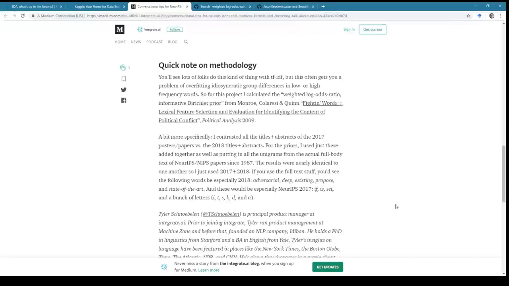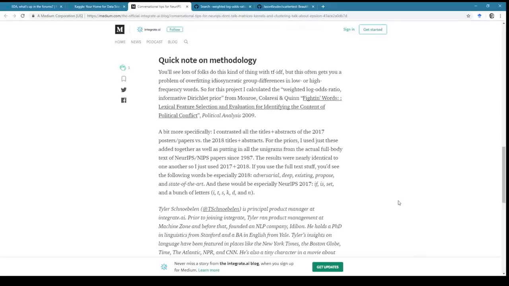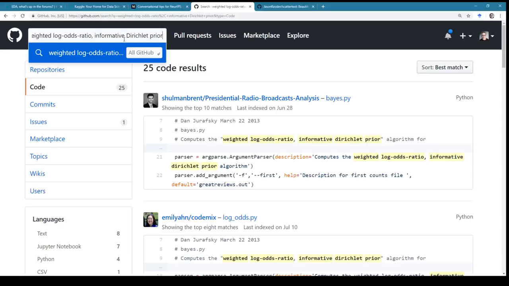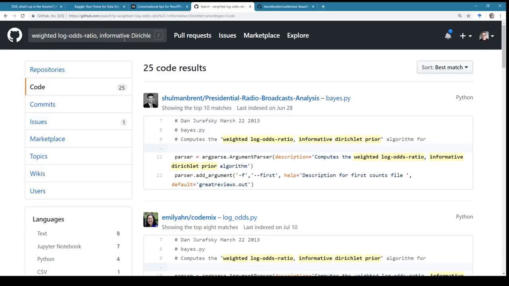And he used a method, so it wasn't quite LDA, but it is related. Weighted log odds informative Dirichlet prior. So Dirichlet is also the D in LDA, latent Dirichlet analysis, which I had not previously used, but it sounded interesting. So what I usually do when I find a new method that I'm interested in is go to GitHub and search for it to see who else has written code for this that I can then use.